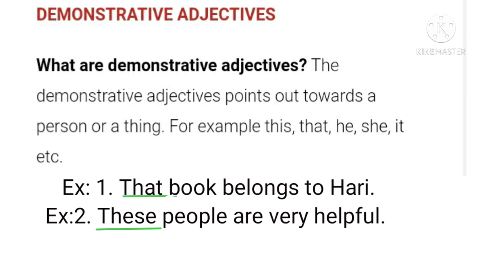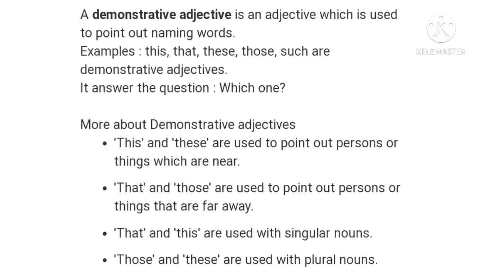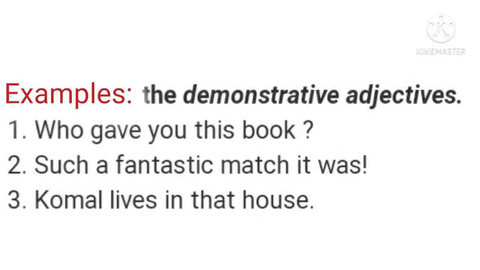I hope no doubt. In this, as we know, this and these are used to point out persons or things which are nearer, and that and those are used to point out persons or things which are far away. This and that are used for singular nouns and those and these are used with plural nouns. For example, who gave you this book? So this is the demonstrative adjective. Such a fantastic match it was. So such is the demonstrative adjective.